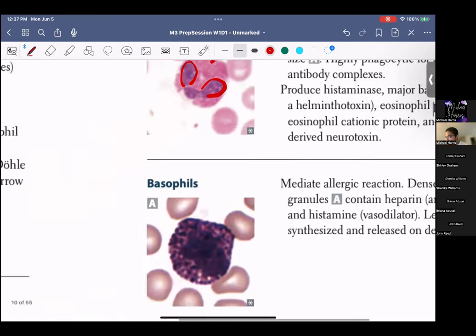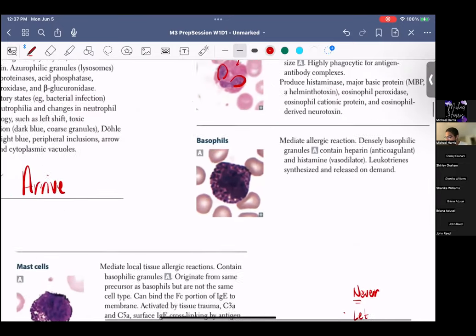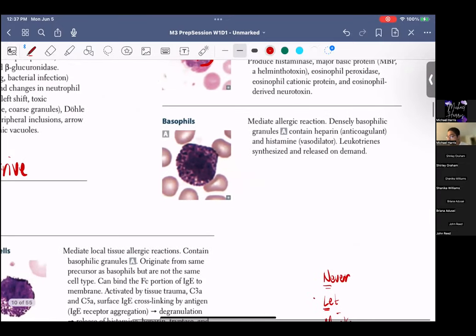All right, perfect. Now, basophils, these guys are packed full of granules, okay? And they're basophilic granules, okay? And you can see that here, densely basophilic. Now, these guys here with basophils, they do a lot with allergic reaction, and we're going to see that later on when we look at some conditions and diseases that happen in the immune system, right?